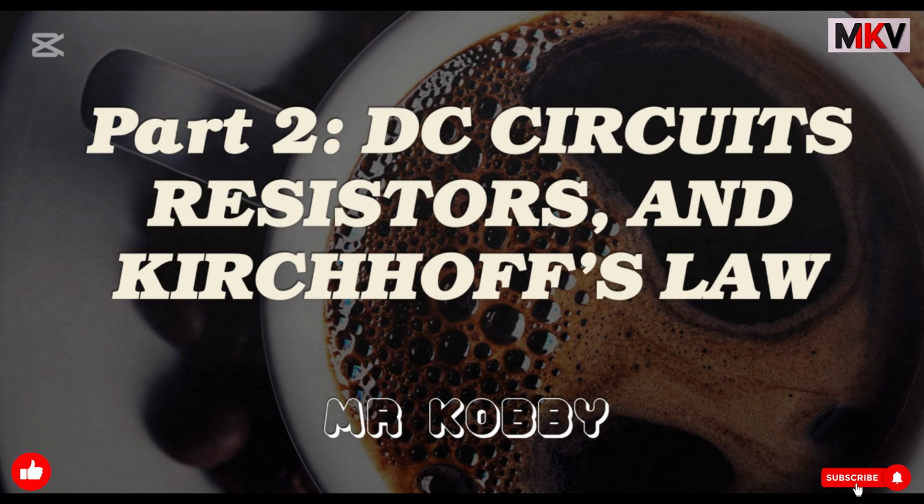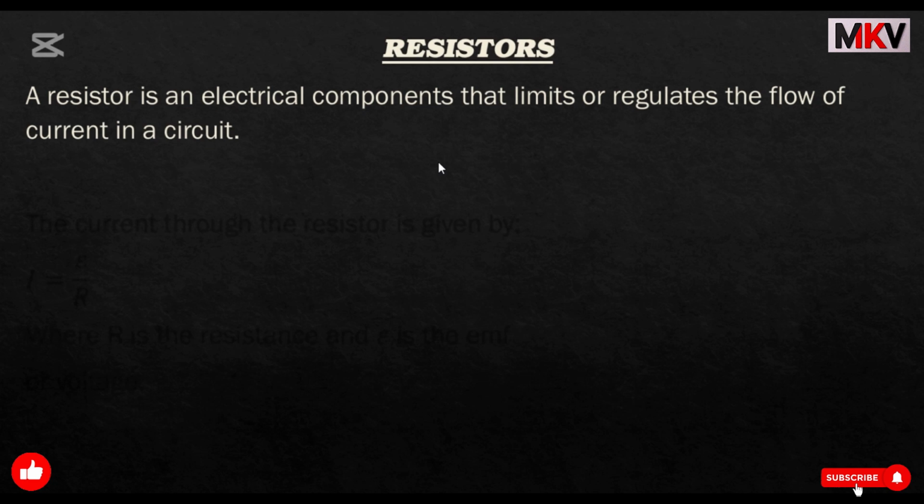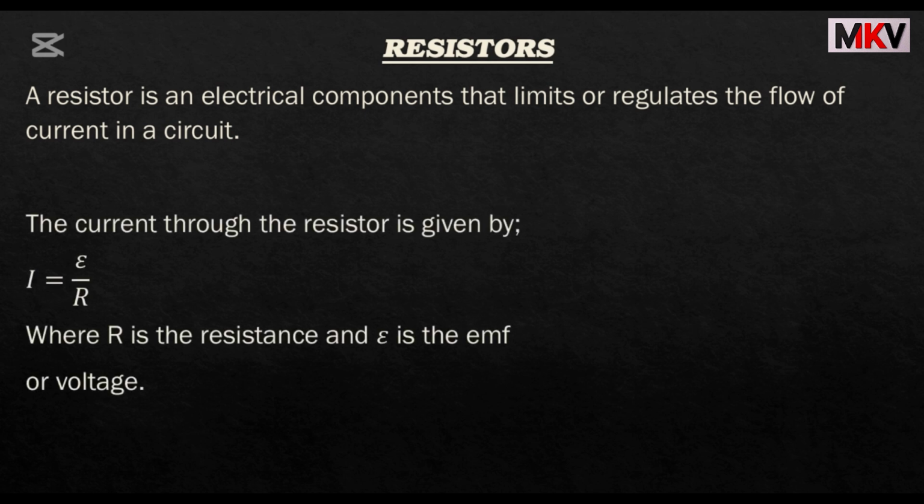Today our discussion is on DC circuits, resistors, and the application of Kirchhoff's law on this kind of circuit. So let's delve into it. Resistors. A resistor is an electrical component that limits or regulates the flow of current in a circuit. So when we have a circuit, a resistor present regulates the amount of current that flows through the circuit. It controls and regulates the amount of current in the circuit.